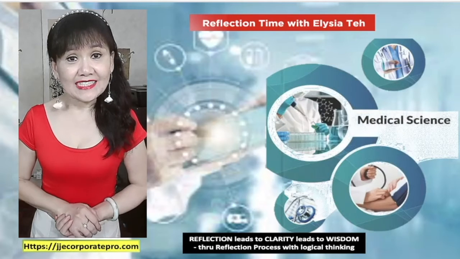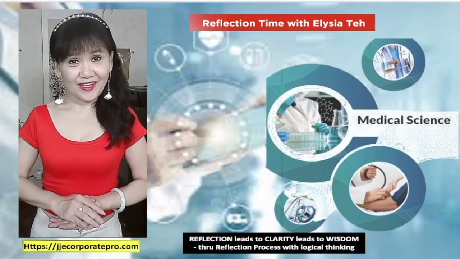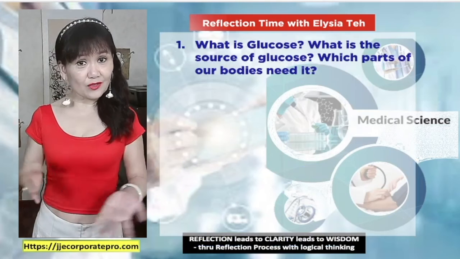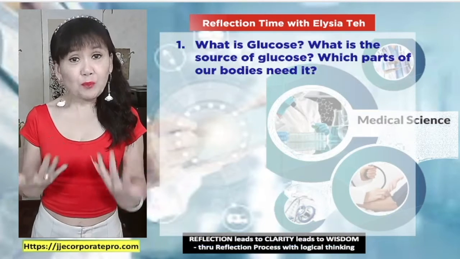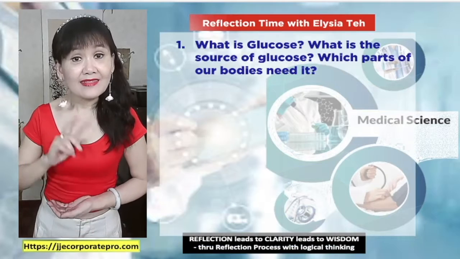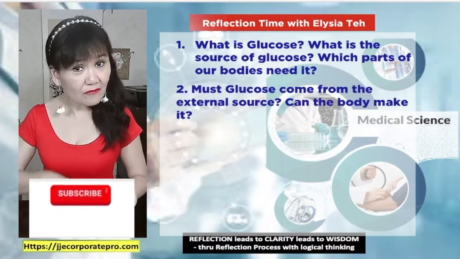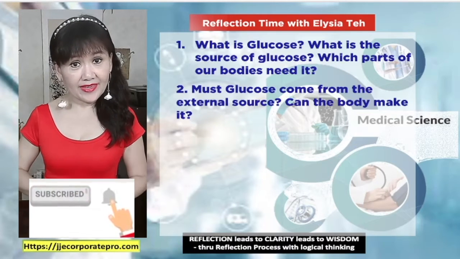How do we understand the glucose path of life? Here are the logical questions. Number one, what is glucose? What is the source of glucose? Which parts of our bodies need it? Number two, must the glucose come from the external source? Can our body make it?